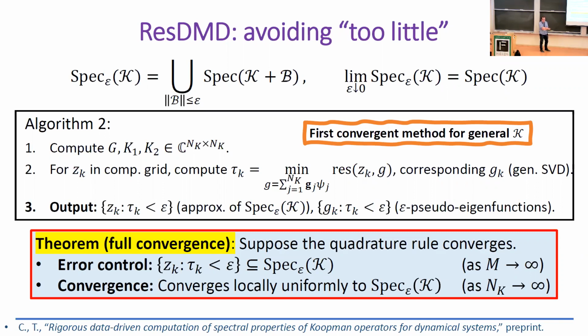Okay, so you can prove a theorem again. Suppose that the quadrature rule converges, then you get error control. So the output of this set in the large data limit, and again, if you don't pass to infinity, there's an extra term here that you can control in some cases. And the output is always guaranteed to be inside the pseudospectrum, right? So you know the output's reliable, but you also get all of the pseudospectrum. You can prove that it will converge locally uniformly to the pseudospectrum as you increase the number of functions in your dictionary, assuming you get suitable density properties of those functions. So we can avoid the problem of too little.